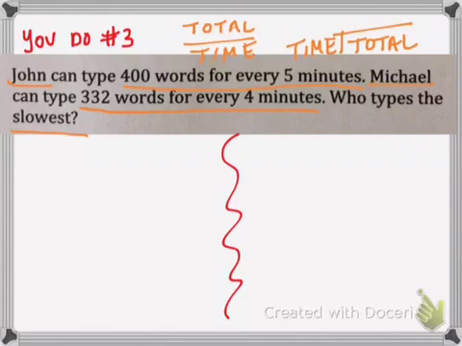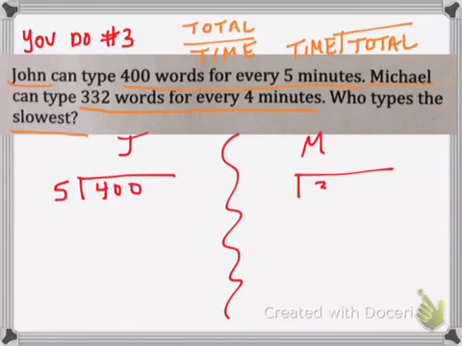So I'll go ahead and set up my paper. John's on the left, Michael's on the right. So John's total was 400 words for every 5 minutes. Michael's total was 332 words for every 4 minutes. So then we just go ahead and divide and see who is the slowest at typing or who has the lower average speed. So let's start with John.